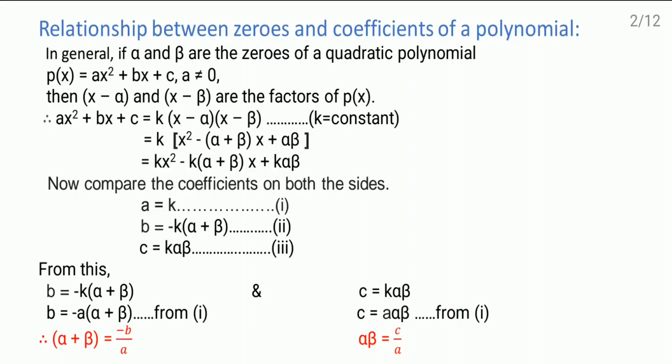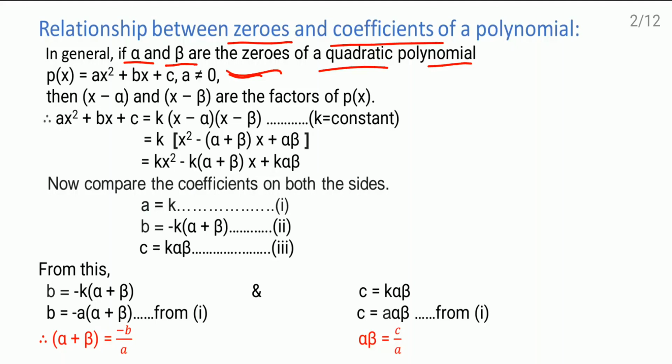Today we'll see the relationship between zeros and coefficients of a polynomial. In general, if alpha and beta are zeros of a quadratic polynomial, p of x which is equal to ax square plus bx plus c, where a should not be equal to 0, right? If a becomes 0, it will no more be a quadratic equation. That's the reason this condition is given.